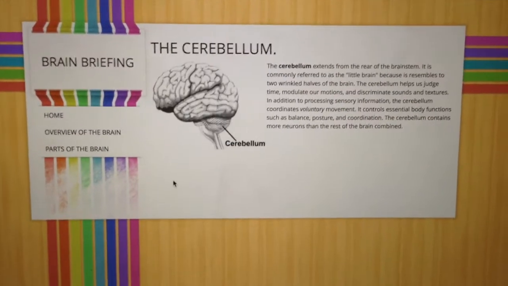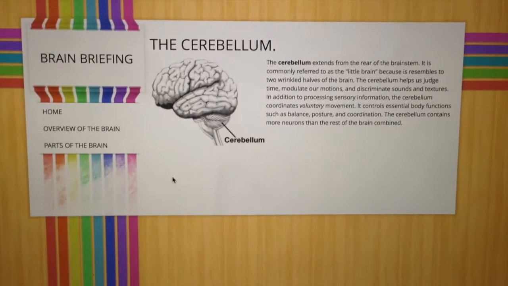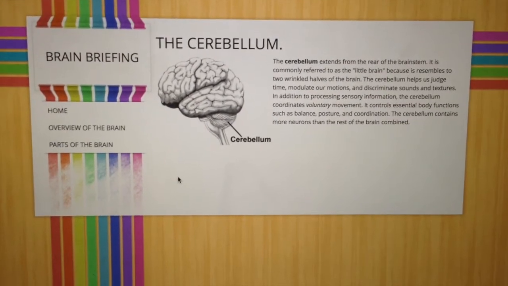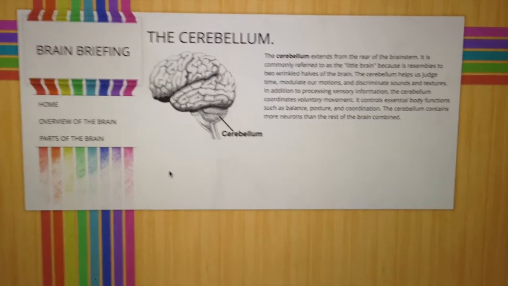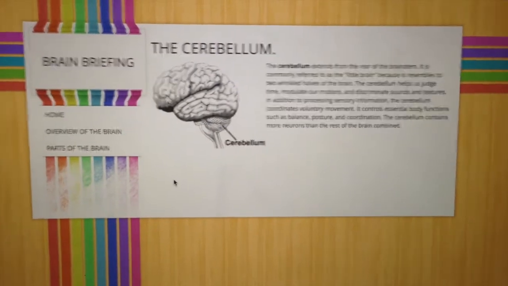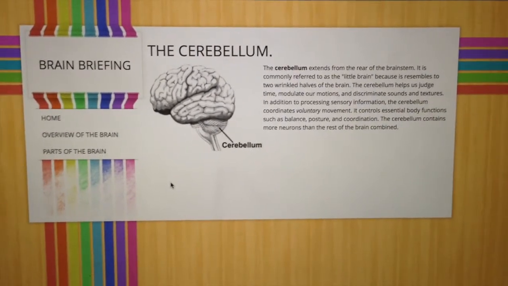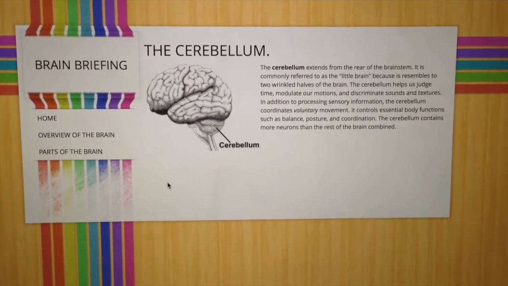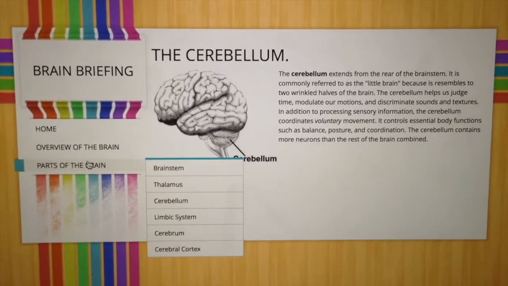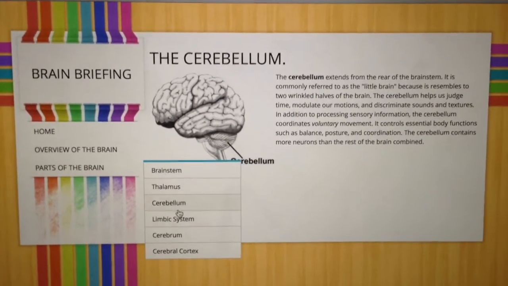The cerebellum extends from the rear of the brainstem, and it is commonly referred to as the little brain. The cerebellum coordinates voluntary movement and processes sensory information. It also contains more neurons than the rest of the brain combined. Next, we are going to click on the limbic system.